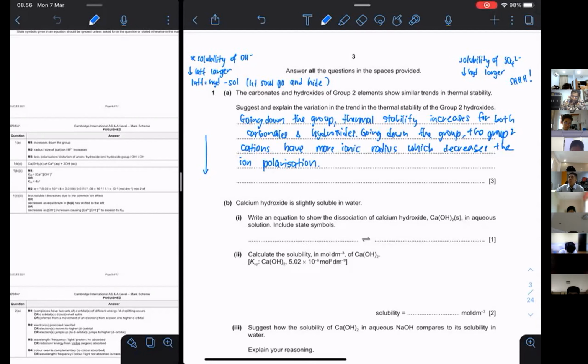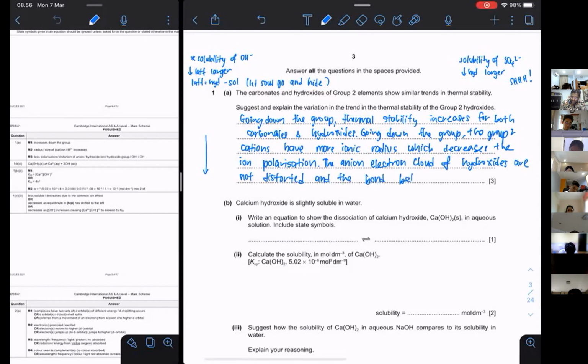So the anion electron cloud of hydroxides is not distorted, and the bond between oxygen and hydrogen is not weakened. Therefore, more energy is required to break the bond.